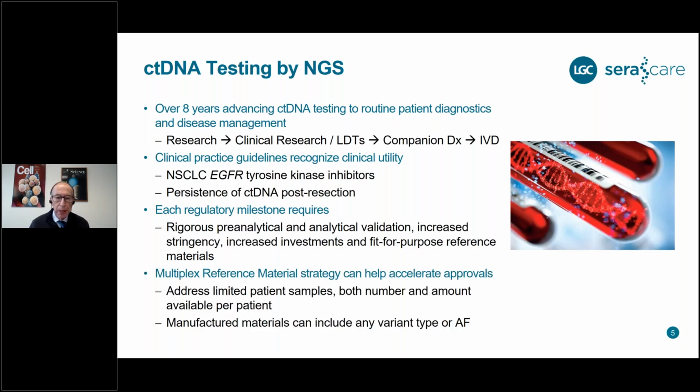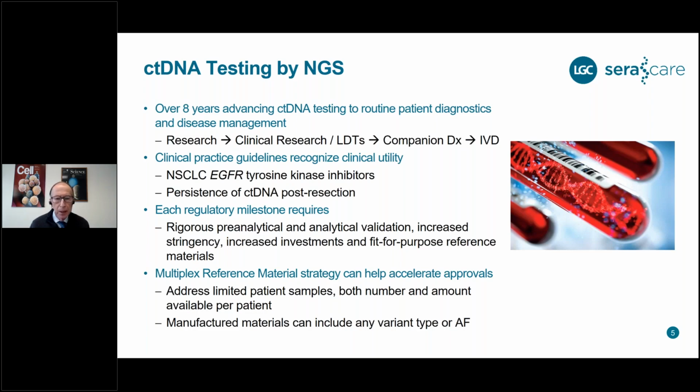Multiplex reference materials are designed and aligned for next generation sequencing where we're interrogating multiple cancer genes and can help accelerate approvals. These are manufactured products, they're patient-like, and they can address the limitations we have with patient samples in the laboratory, both number and amount available per patient.